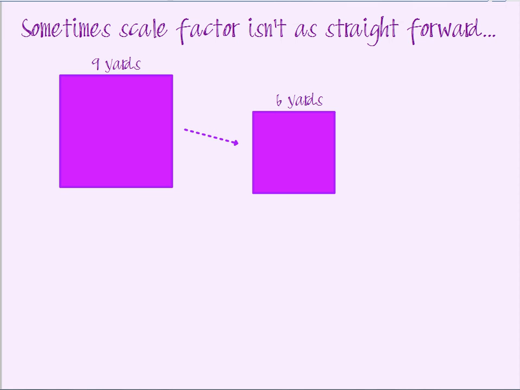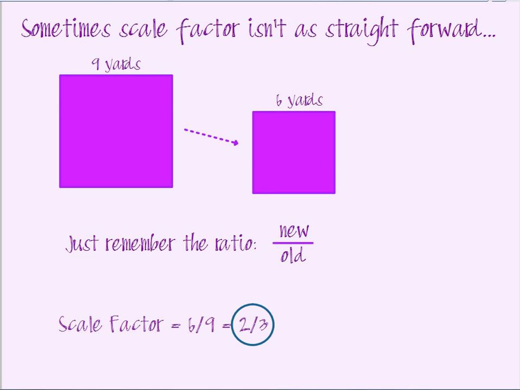Sometimes your scale factor isn't as straightforward and nice, like this square that has a side length of 9 yards reduced to a square with a side length of 6 yards. But remember our ratio new over old. I'm going to take my new side length and put it over my old side length. 6 over 9 reduces to 2/3, so I'm going to say that I have a scale factor of 2/3 in this dilation.